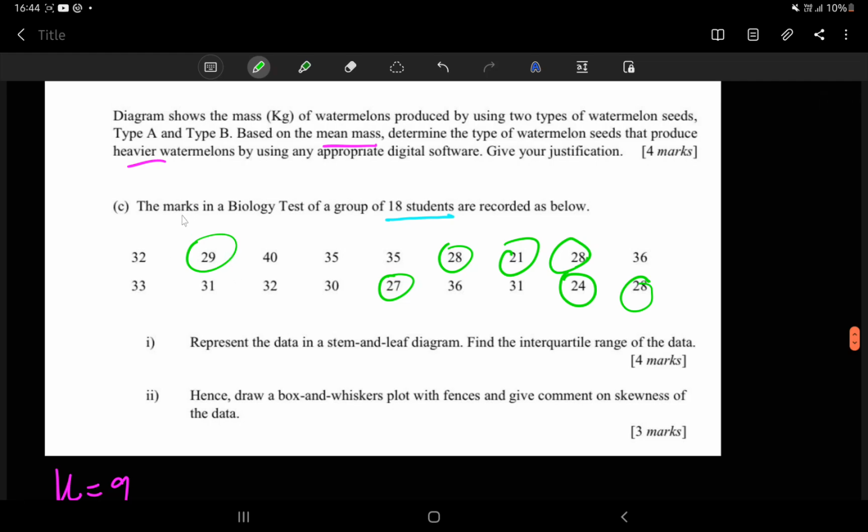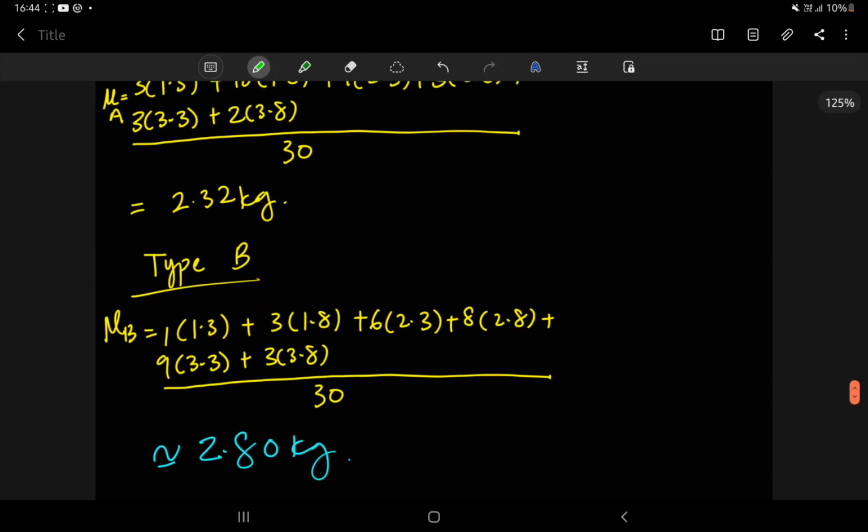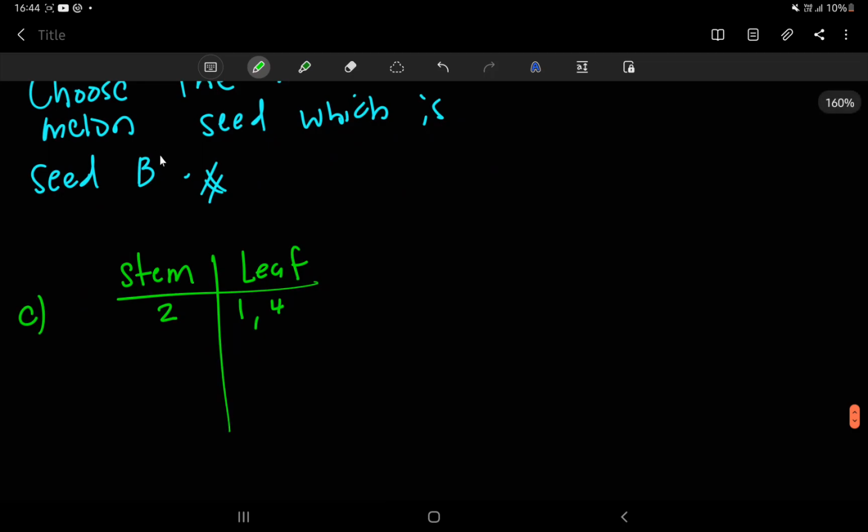So what we have: 27, 28. We have 28 three times, so 8, 8, 8, and then the last one is 29. So just write the 9 over there. We have done the stem of 2, for the 2 of the tens digit.